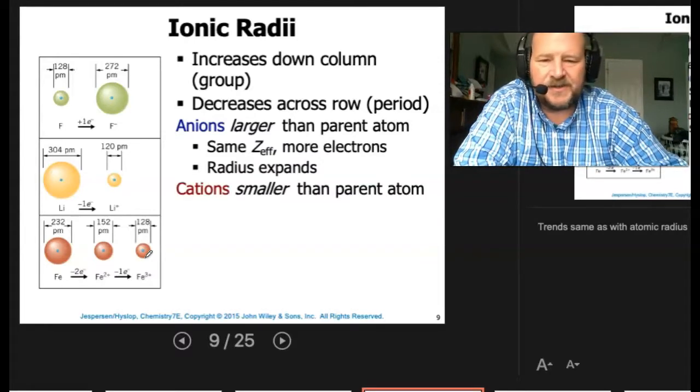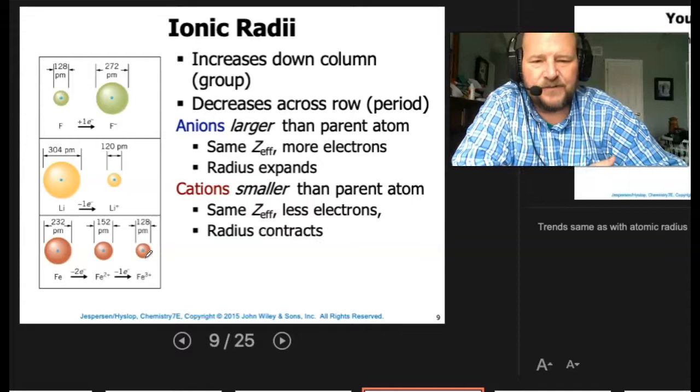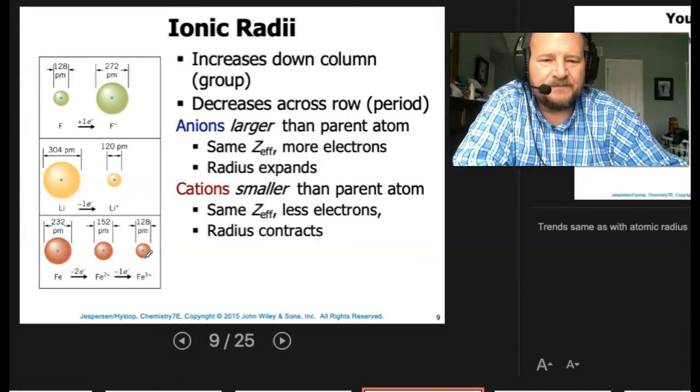Cations always are going to be smaller than their parent atom. The effective charge is the same, but now we're dealing with fewer electrons, which means the electrons that are there are experiencing a greater charge. The radius then will contract.